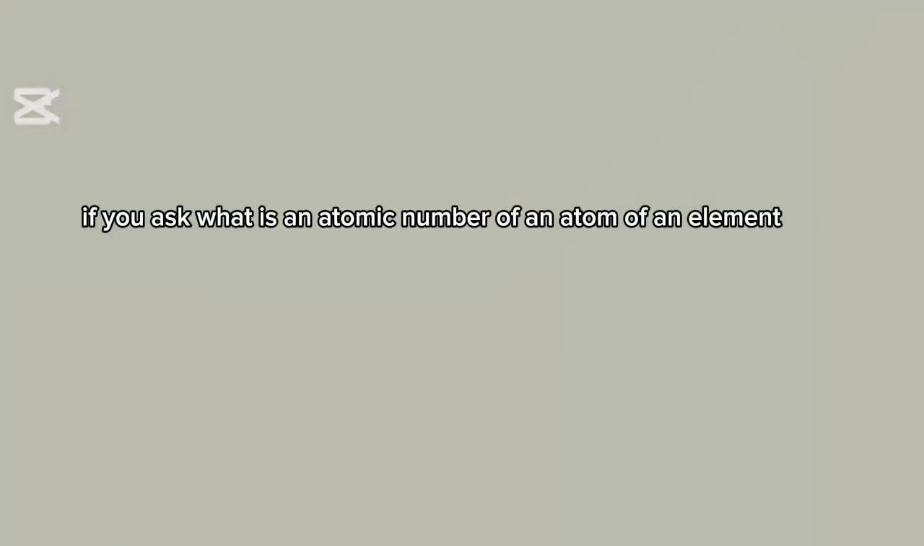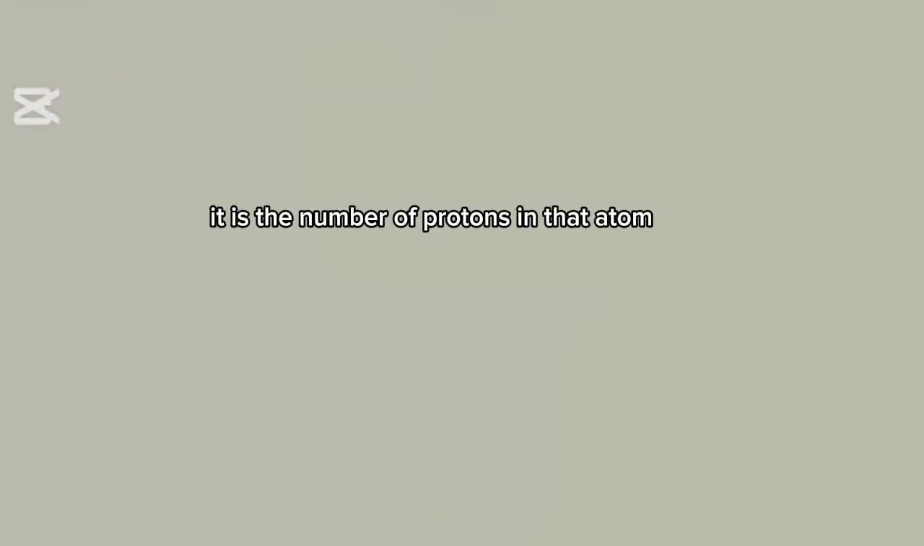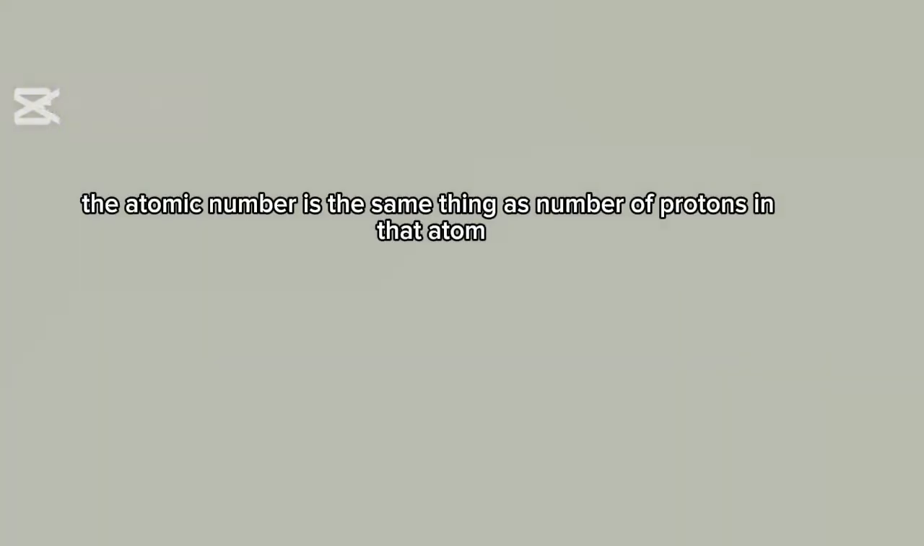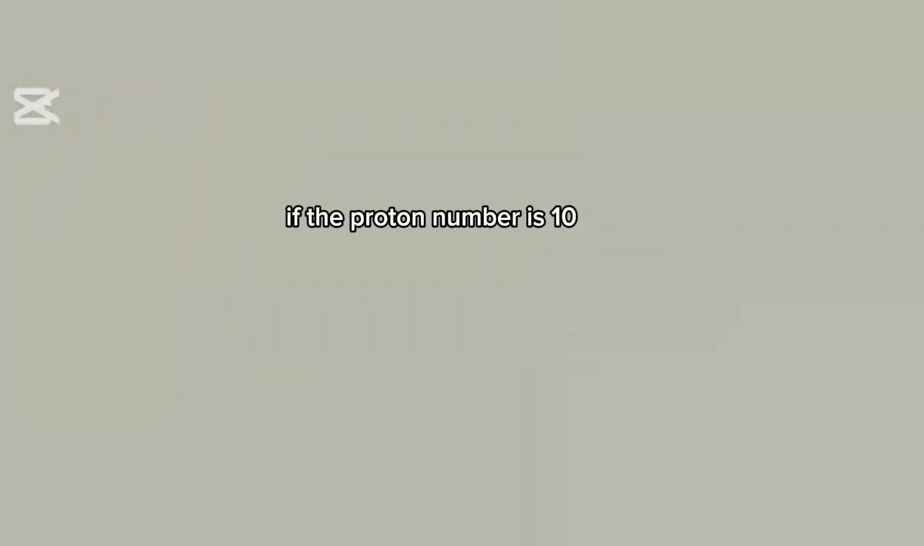So if they ask what is an atomic number of an atom, of an element, it is the number of protons in that atom. The atomic number is the same thing as the number of protons in that atom. If the proton number is 10, that means the atomic number of that element is 10.